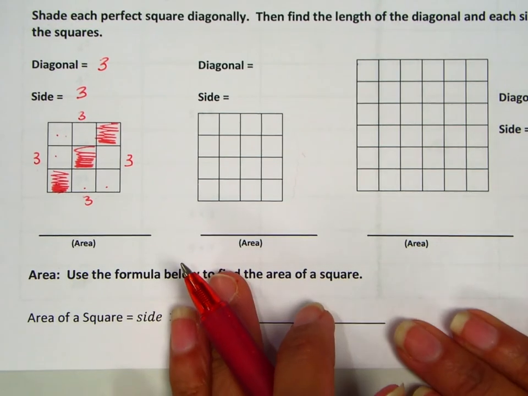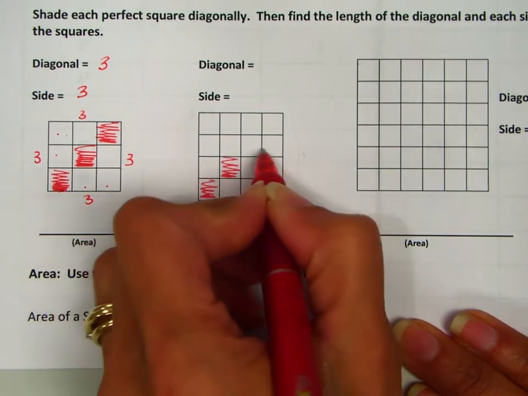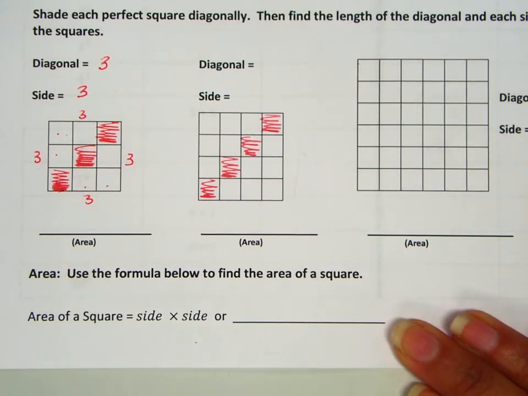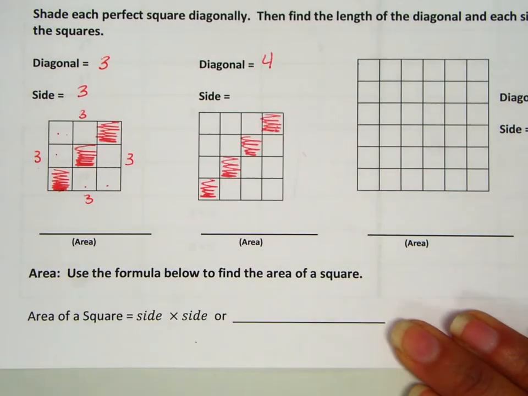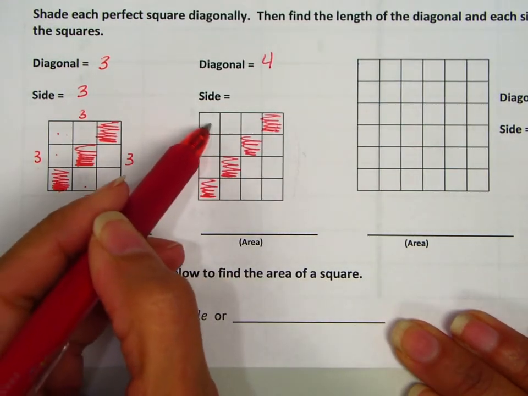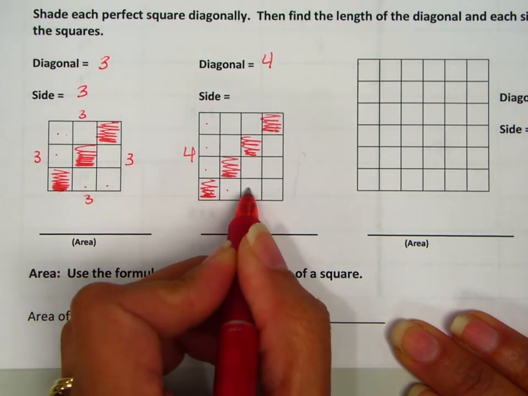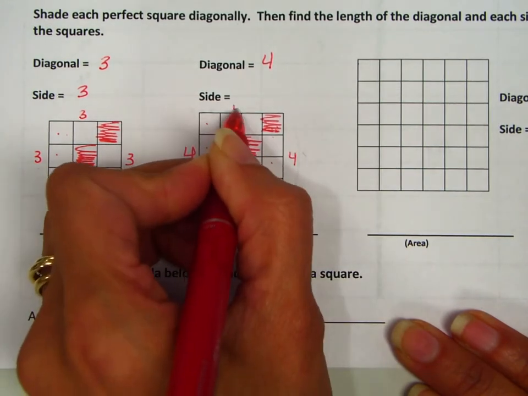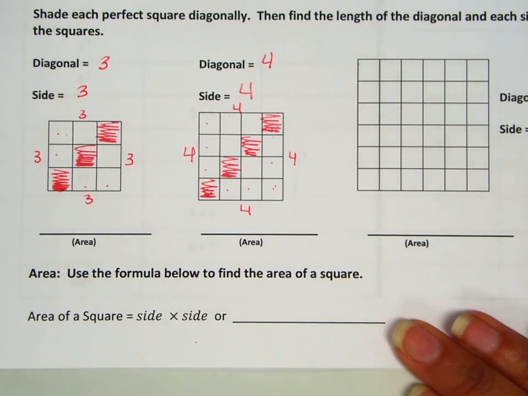So let's try it on the next box. Let's shade the diagonal. And so our diagonal has a length of 4 units. And all the sides are 1, 2, 3, 4. Looks like all the sides are a length of 4. So it is a nice perfect square.